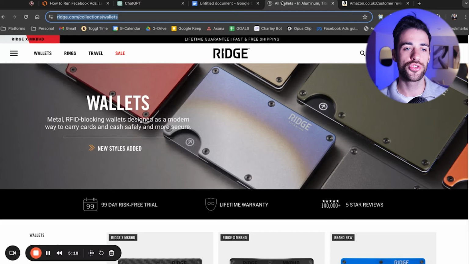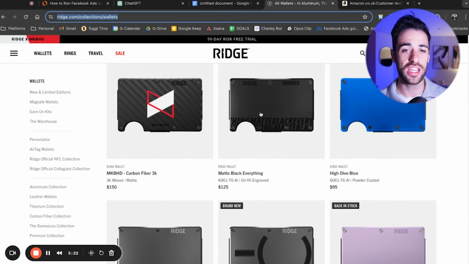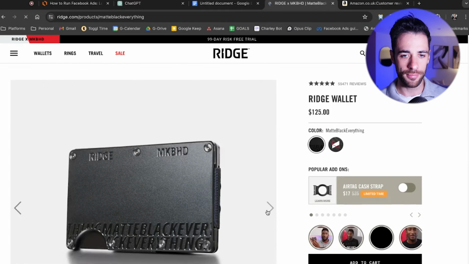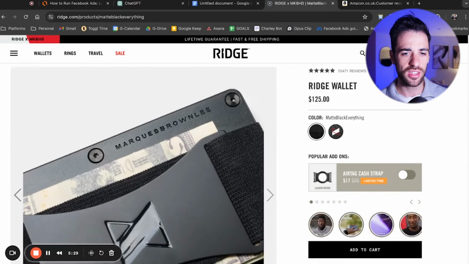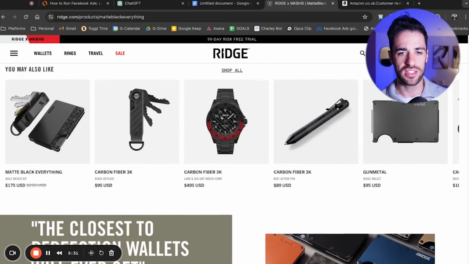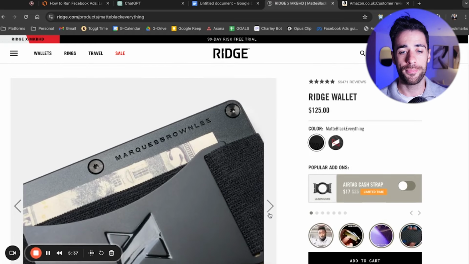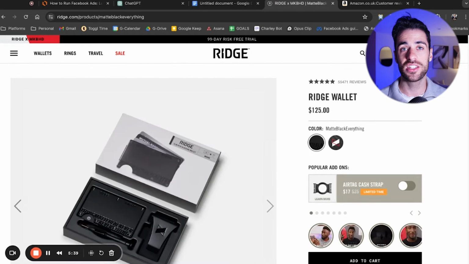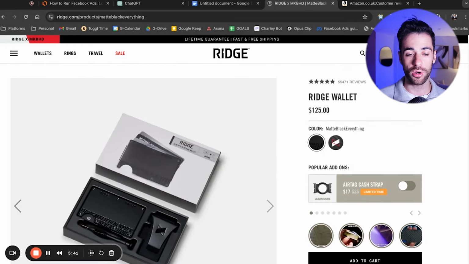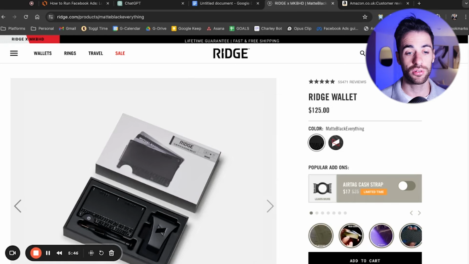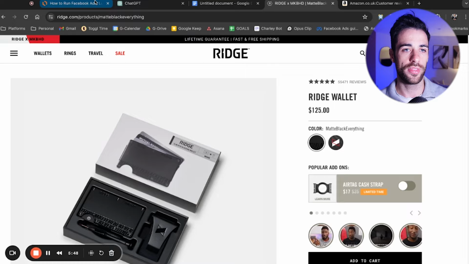So while that's happening, I'm going to show you Ridge Wallet. This is Ridge Wallet that we're going to use as an example. It's essentially a minimalist wallet, very big brand from the US, I think. And yeah, just like a sleek, nice product. Their main product was the wallet. Now they're expanding the brand into other things. But yeah, essentially replaces big fat old wallets for something more compact and better looking, okay? Stylish.